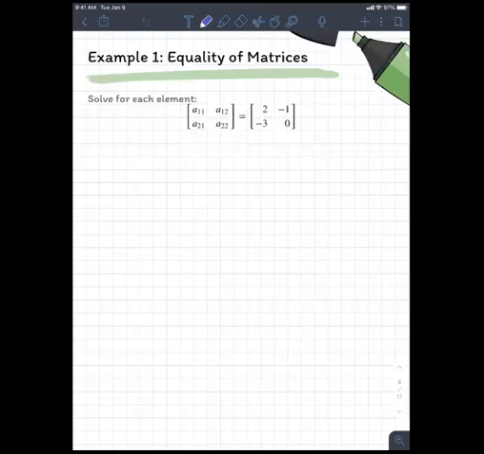Tell me in the chat, what is A22? What is A22? Great. Looks like you guys are professionals already. So if we went ahead and filled them in, A12 would be -1, A21 would be -3, and then A22 would be 0.